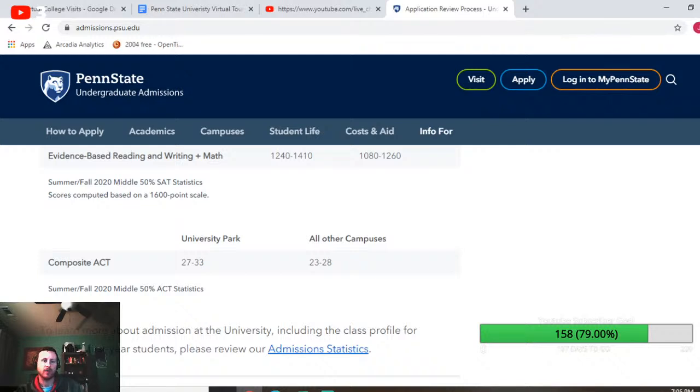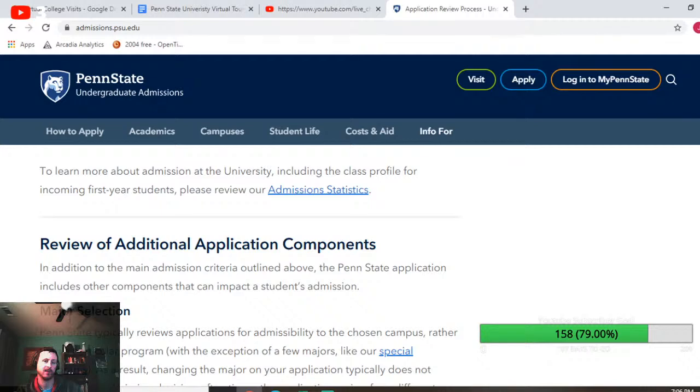Composite ACT 27 to 33. I'll give you an idea. My composite that I used for UGA was only a 28. So I feel like a lot of y'all are a lot smarter than what I am. And if I can get a 28, then I definitely think that y'all are within this range of being able to do it for sure.